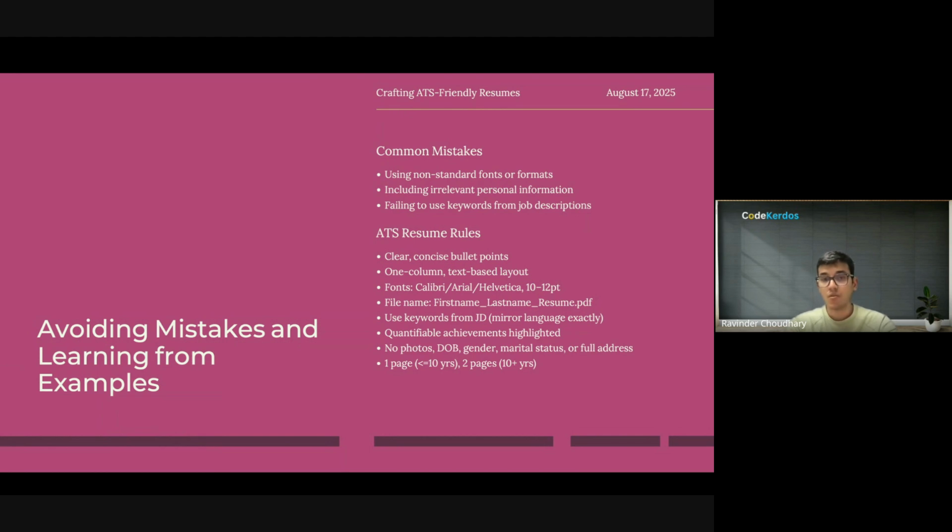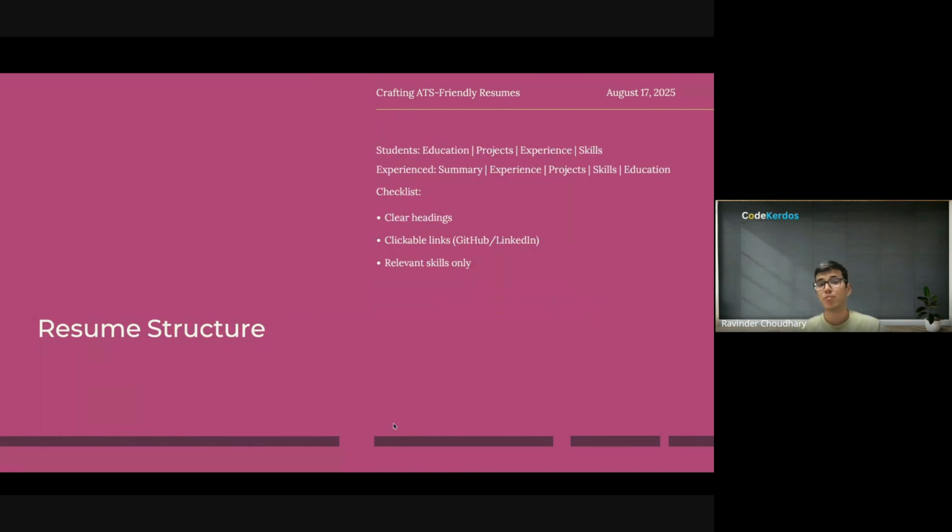Okay, so now that we know what different ATS resume rules are and what we should do, let's move on. Let's move on to the resume structure. So I believe we have a variety of candidates here. There are some students, some are already working in the industry.